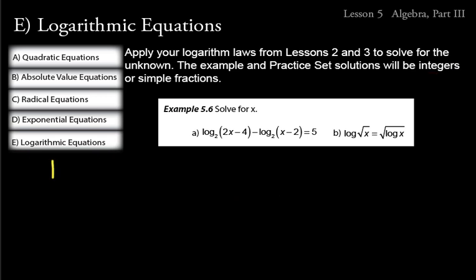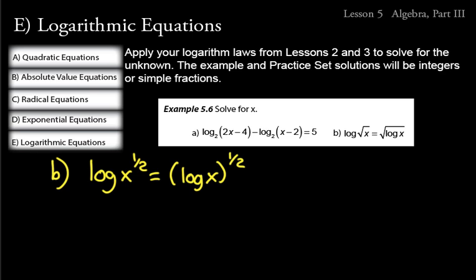In B, this one's going to take a little bit more thought, but just remember that log, when we just see log like that, that means log base 10. And start by changing the square roots, the radical signs, to fractional exponents. So let's do that. Let's just write log of x to the 1/2 power is equal to parentheses log x to the 1/2 power. So those are different things.